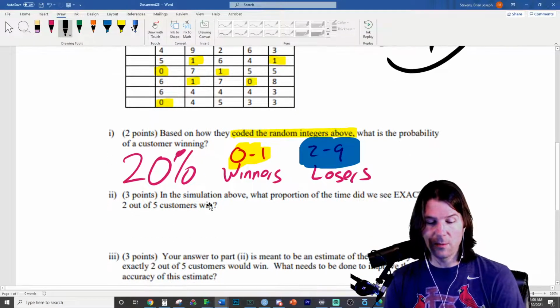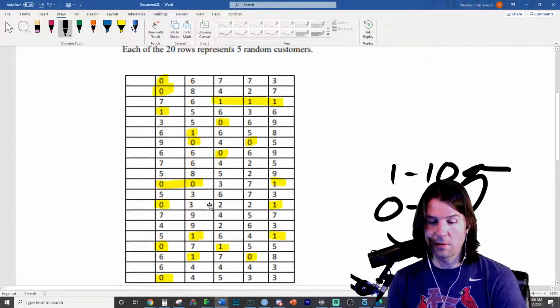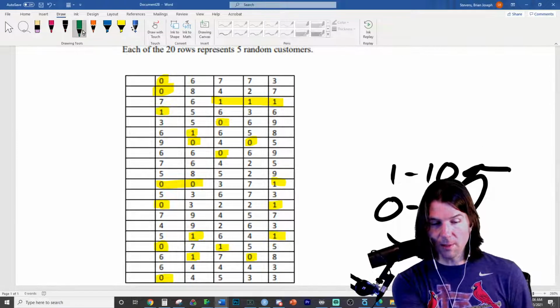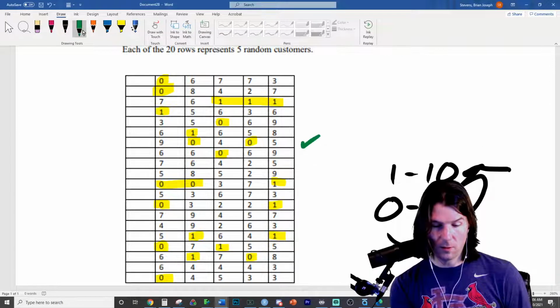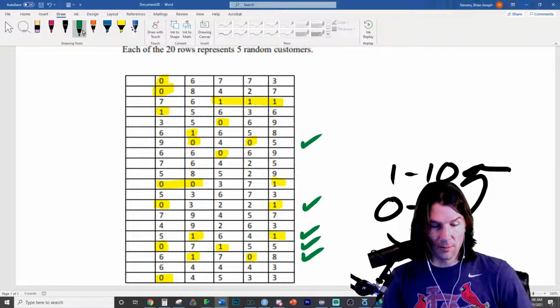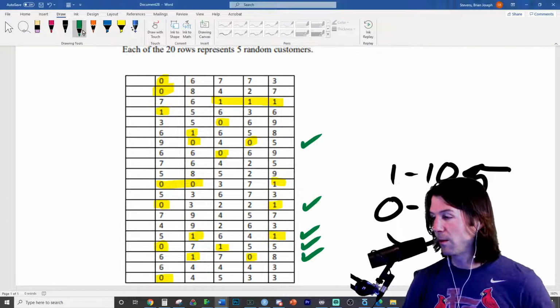In the simulation above, what is the probability that we get exactly 2 out of 5 winners? So exactly 2 out of 5 winners. I'm going to put some check marks here. So 2 out of 5, 2 out of 5, 2 out of 5, 2 out of 5, 2 out of 5. Do a double check. I'm trying to see if I missed anything, but I think we've done it. So that's 5 times. Please correct me if I'm wrong.